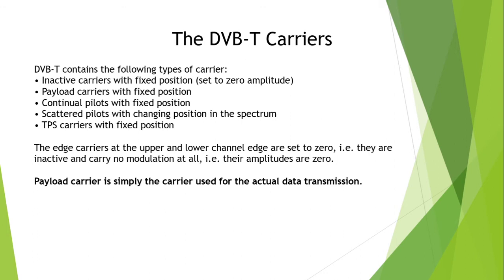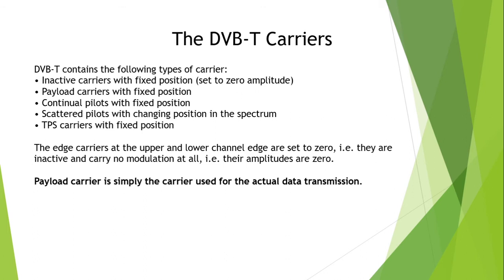The meaning of the words payload carrier is clear. These are simply the carriers used for the actual data transmission. The edge carriers at the upper and lower channel edge are set to 0. That is, they are inactive and carry no modulation at all. That is, their amplitudes are 0.